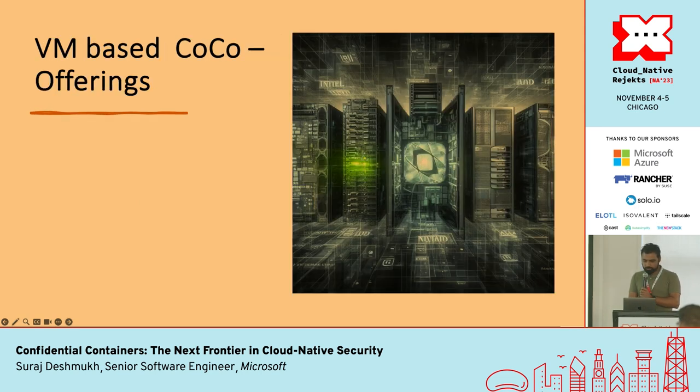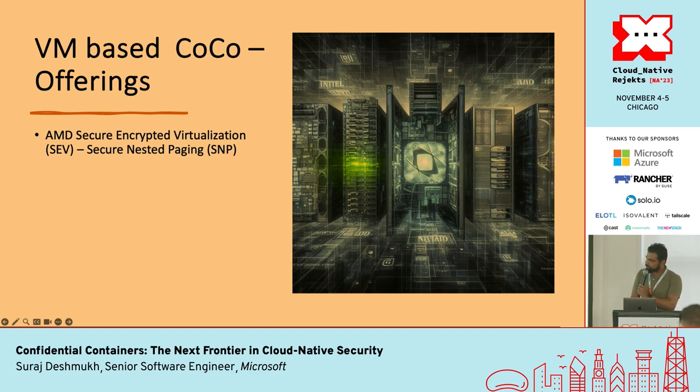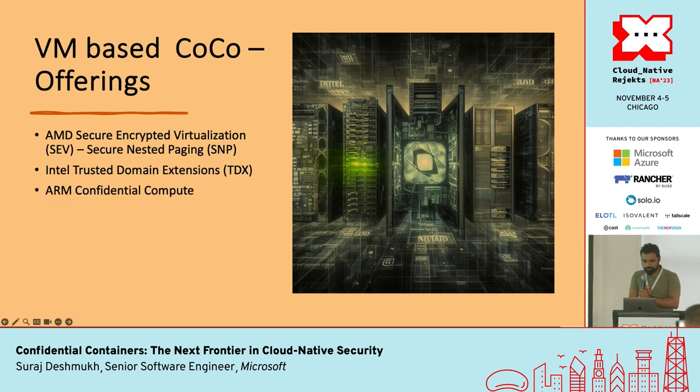So what are the various offerings that exist? AMD has a technology called Secure Encrypted Virtualization and Secure Nested Paging, SEV-SNP. It's available on Azure, AWS, GCP. There is a newer technology from Intel, Trusted Domain Extensions, which is in private preview on Azure. ARM also has their own offering. I'm not sure where it's offered today. And NVIDIA also came with confidential GPUs, so even when you're training your models, you can have your data encrypted.